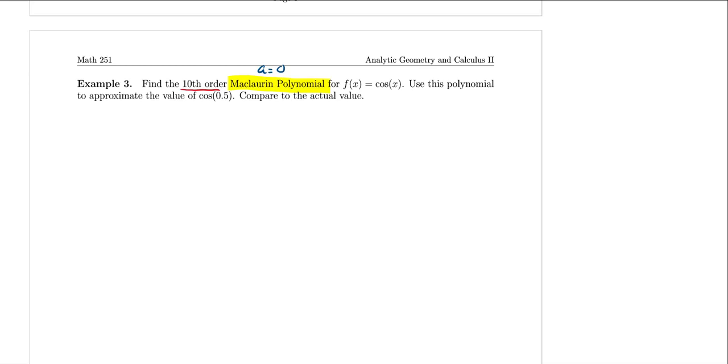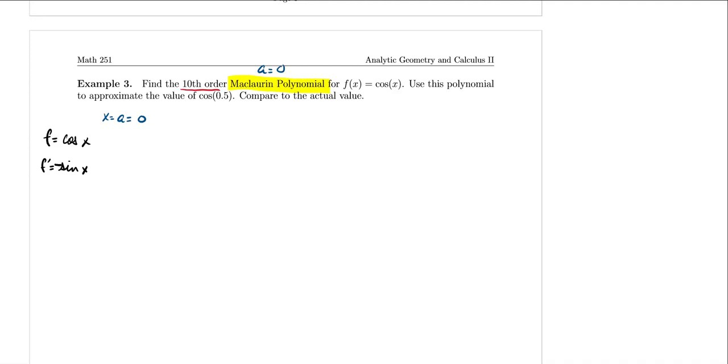So for this one, I'm just going to jump straight to the derivatives and the evaluations at a particular point. This time around, our function is the cosine of x, and we are going to be evaluating the derivatives at a equals 0, or x equals 0 if you want to call it that way. All right, so let's go ahead and figure out the derivatives. For the cosine of x, the derivative is the sine of x with a negative here.